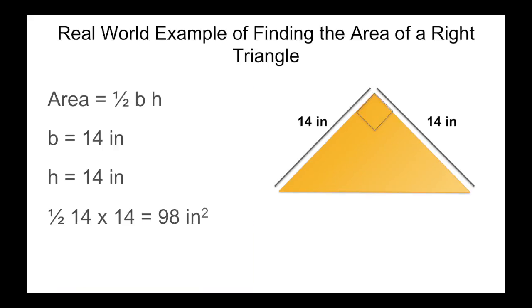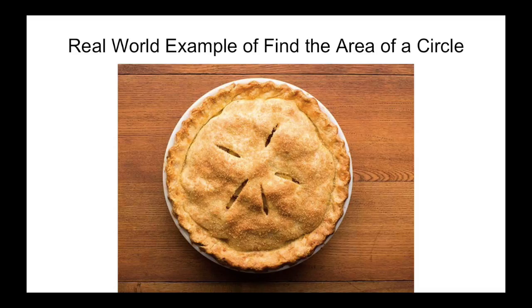Say that the base and the height of this triangle was 14 inches. We would then plug these numbers into the equation to find the area of a triangle, which is area equals 1/2 base times height, which would give us the number of 98, giving us the area of this triangle to be 98 inches squared.